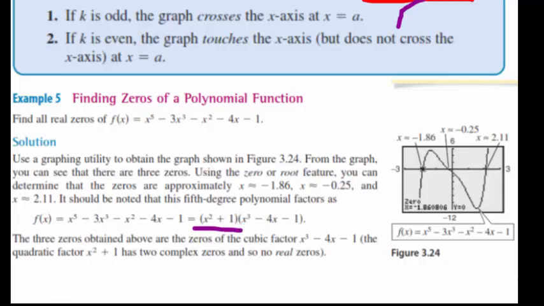If we solved x squared plus 1 equals 0, subtract 1 and take the square root, we would have x equals positive and negative i. So there would be the 2 complex solutions that we can account for. So now we have all 5 solutions. So hopefully you see how all this stuff is kind of going to play together that we've been working on.